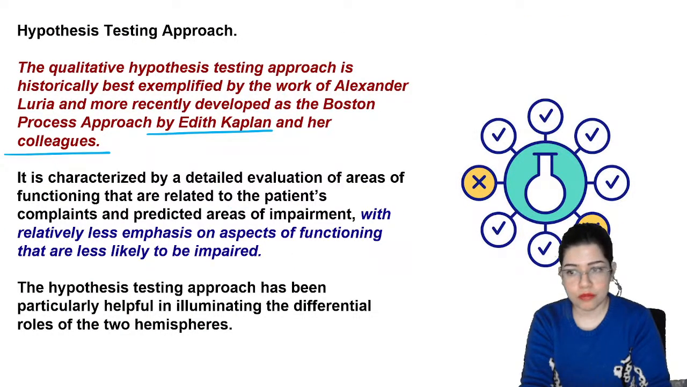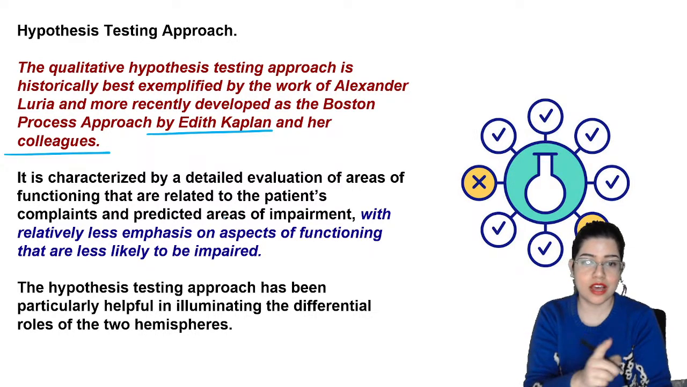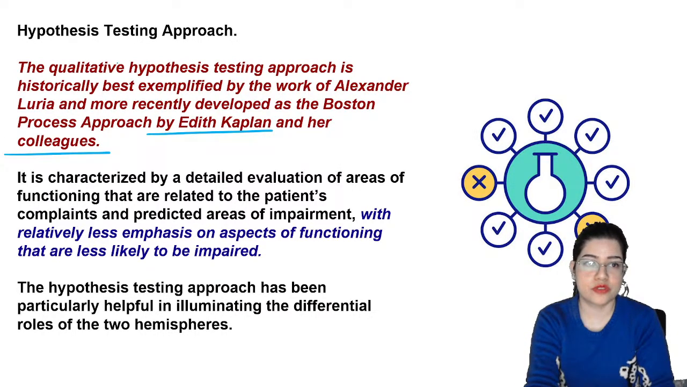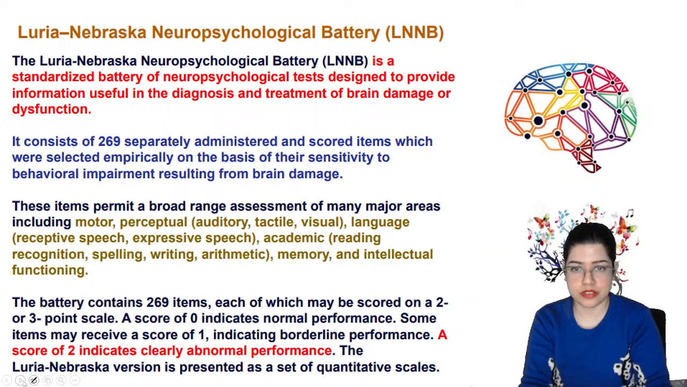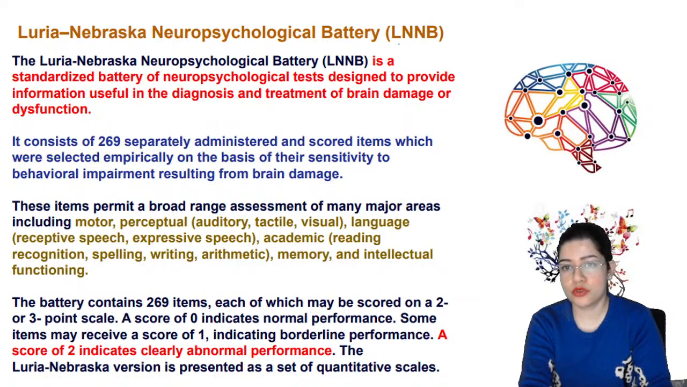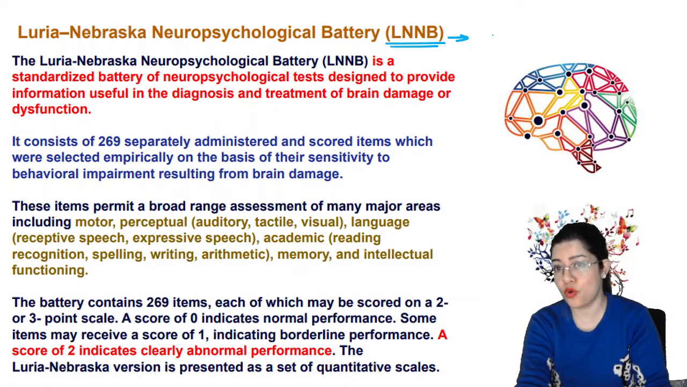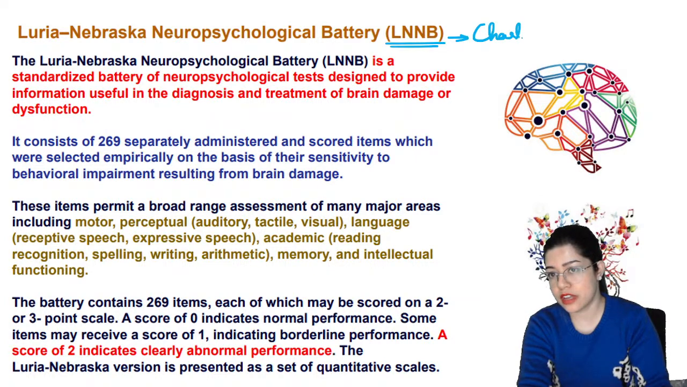Now, here we talk about what? This is our Luria Nebraska battery, which is based on the hypothesis testing approach, or more on a theoretical basis. And this was not published by Luria himself. Charles Golden, I think his name is Gold or Golden. I'm not sure, please check, although I think it is Golden only. Okay, it was published in 1981 to 82.